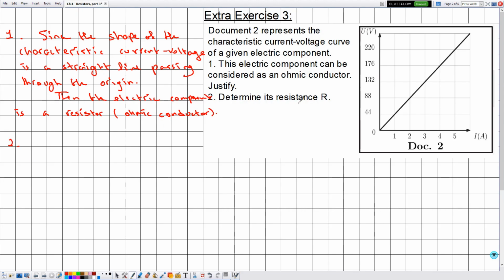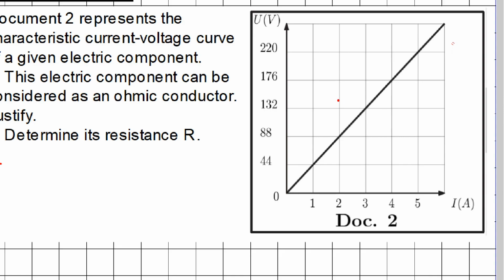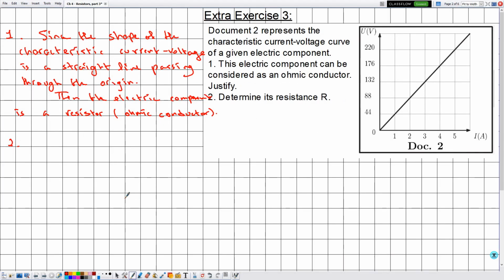Now in number 2, they are telling me determine its resistance R, and because we have a graph, R can be determined using the slope method. The slope method consists of 4 consecutive steps. Let's start by step number 1, which is writing the definition. The resistance of the resistor is equal to the slope of the characteristic current voltage curve.